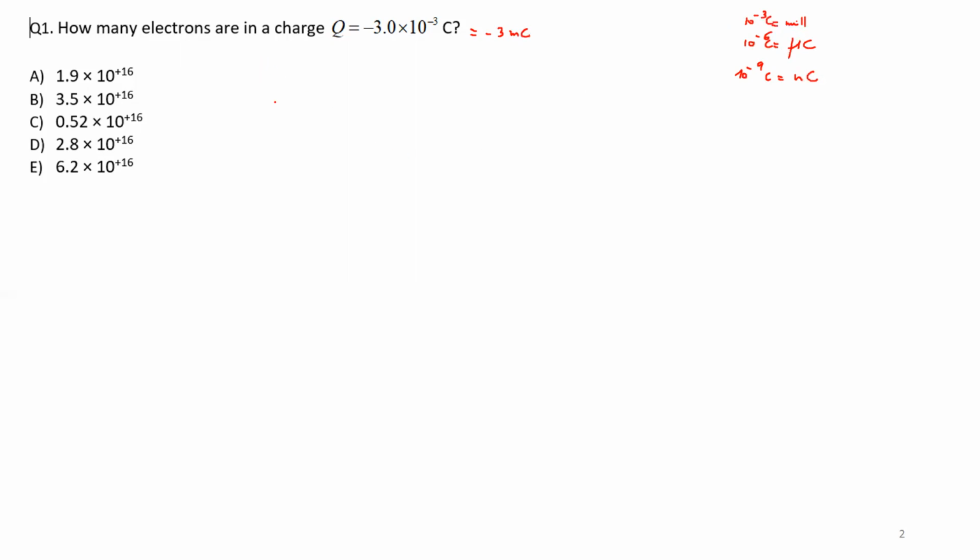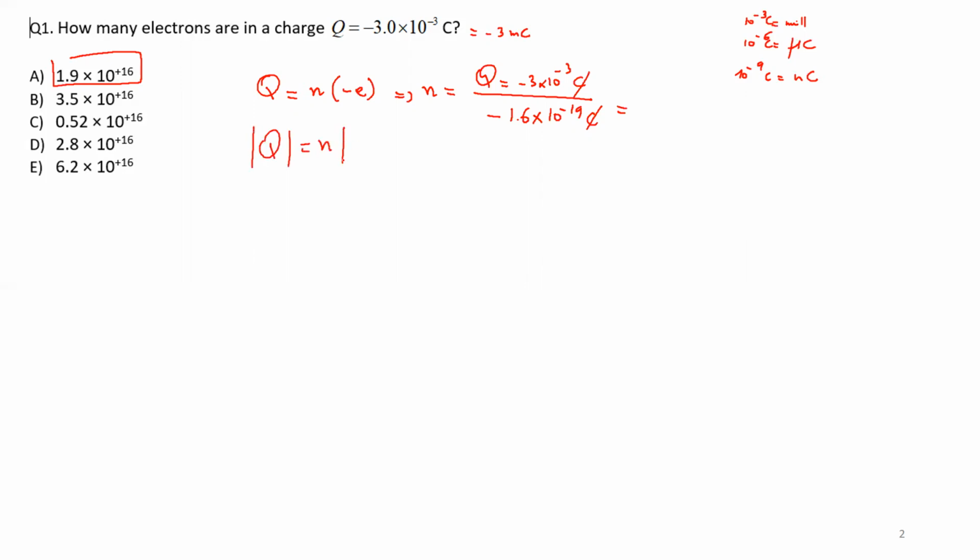So what do we do? We know that charge is quantized. So Q here is just n times the charge of an electron, which is -e, n being the number of electrons. So the number of electrons, n, is Q, which is -3 × 10^-3, divided by the charge of one electron, -1.6 × 10^-19 Coulomb. This gives you an integer number of electrons, 1.9 × 10^16. I can also take the absolute value: the absolute value of Q is just the number of electrons multiplied by the absolute value of e, the elementary charge, and you will get the same answer.